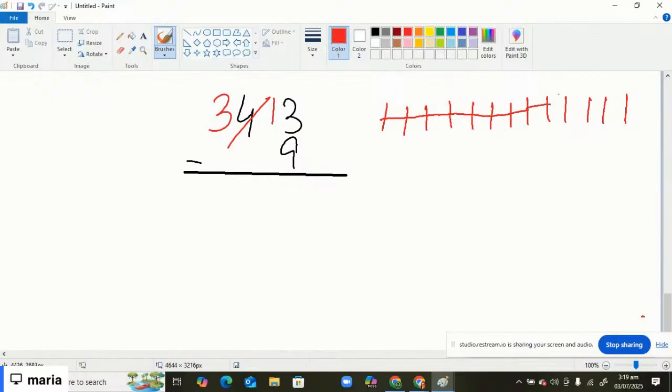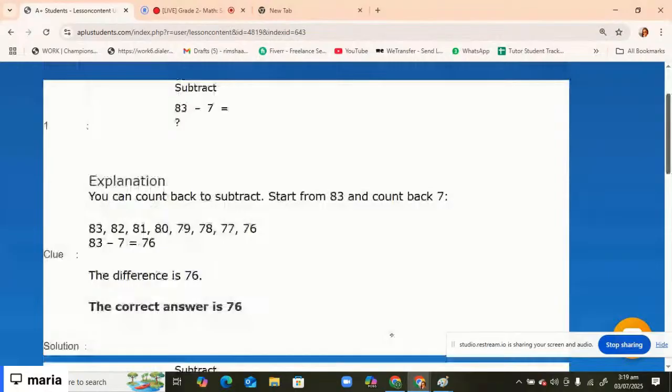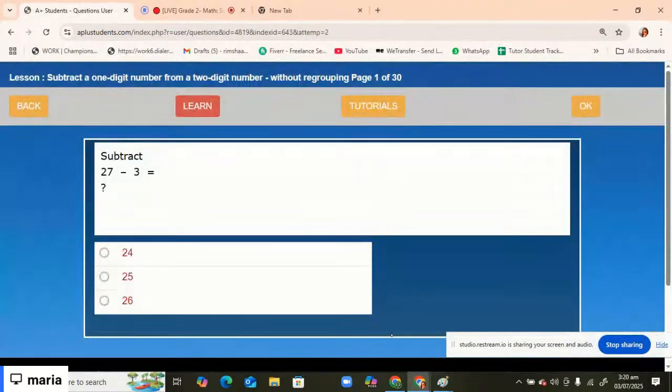Now this is take away 9. Okay, so how many left? 1, 2, 3, and 4. So here the answer is 4, and now we just put 3 as it is. Now let's start some test questions. Now you guys tell me the answer of all that, okay?